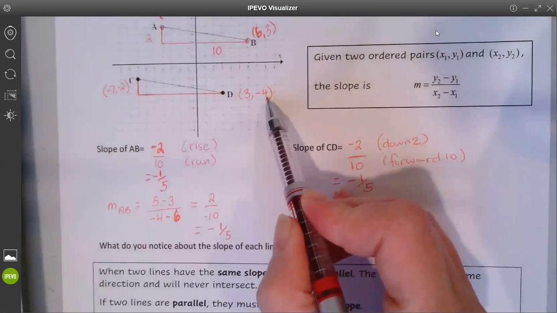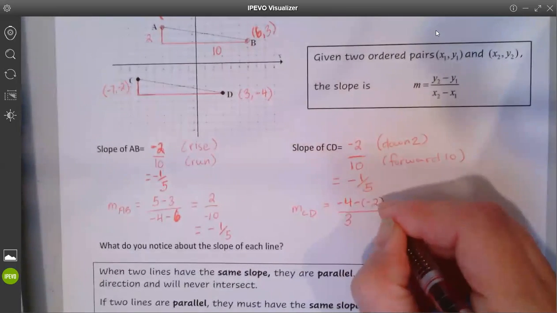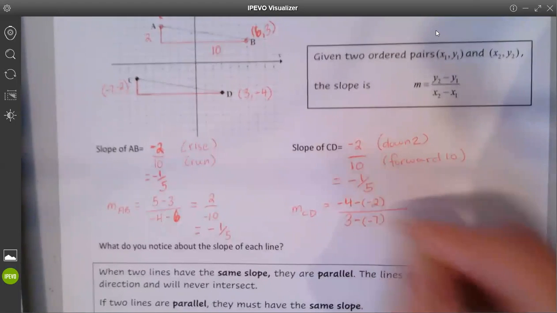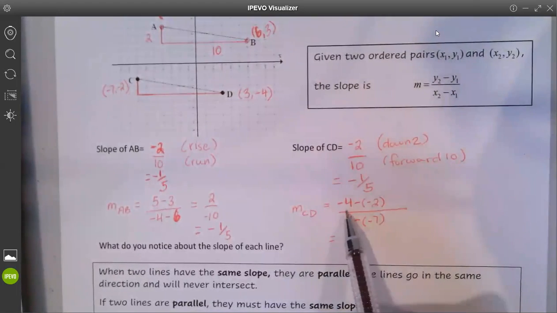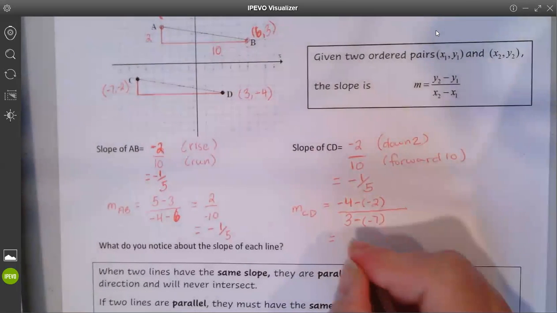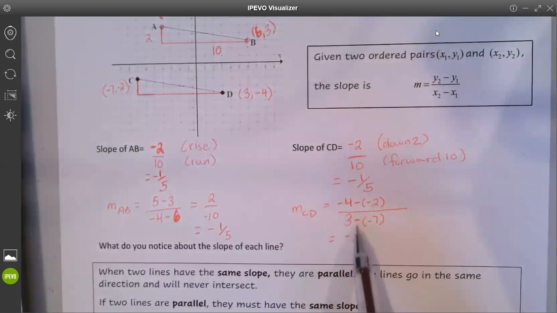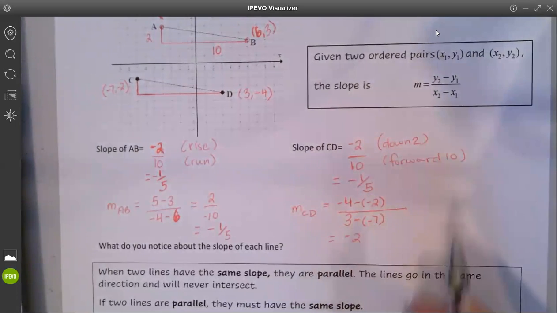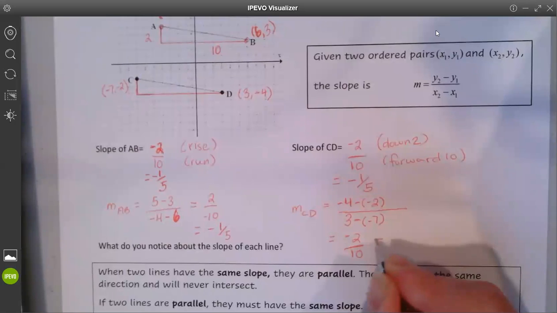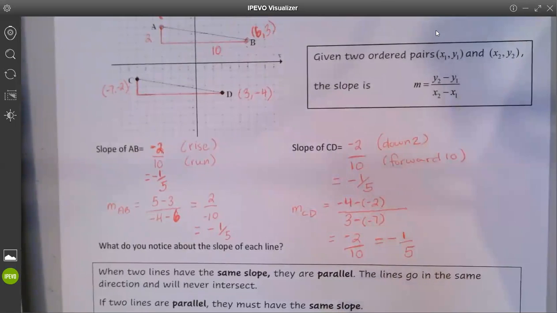So negative 4 subtract negative 2, and 3 subtract negative 7. Now negative 4 subtract negative 2 becomes negative 4 plus 2, which becomes negative 2. And in the denominator, so it's positive 3 subtract negative 7 becomes 3 plus 7, which gives us 10. And this simplifies to give us negative 1 over 5 as well.